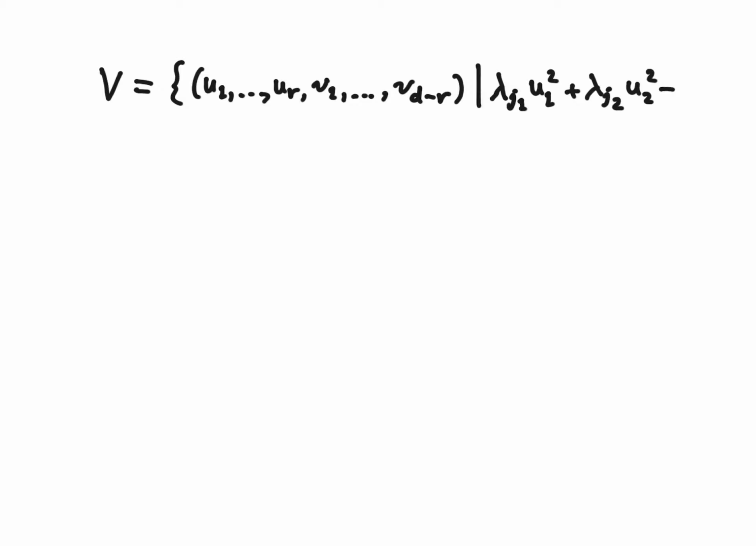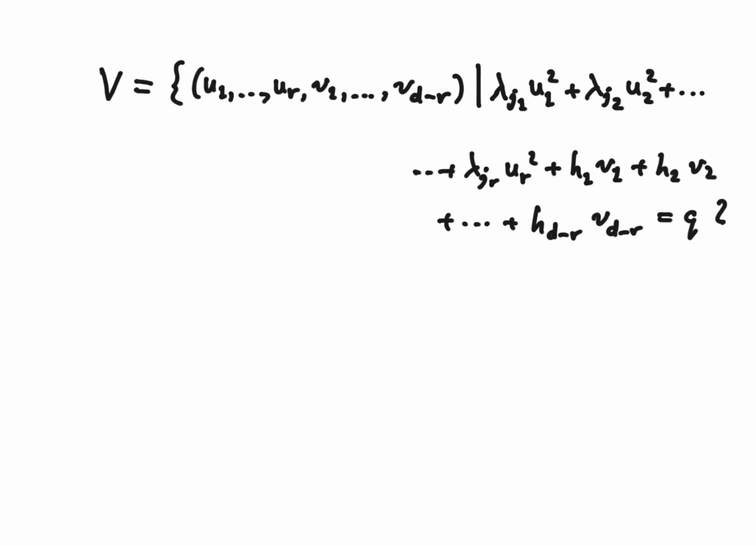So if we were to write out the equation in a more longhand form, it would look something like this. You'd have u1 to ur, and then v1 to v d minus r. And then we'd have lambda j1, the first non-zero lambda, times u1 squared. Lambda j2 times u2 squared, etc. Then lambda jr, ur squared. And then you'll have h1 v1, h2 v2, up to h d minus r times v d minus r, all equal to q. So you see what the equation looks like.